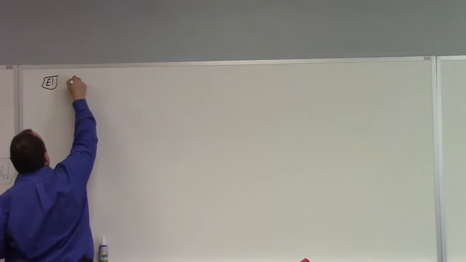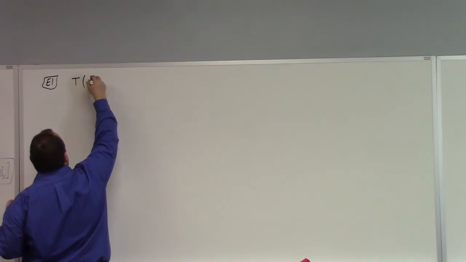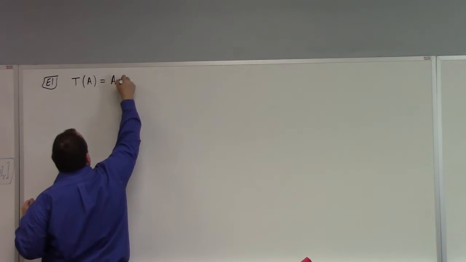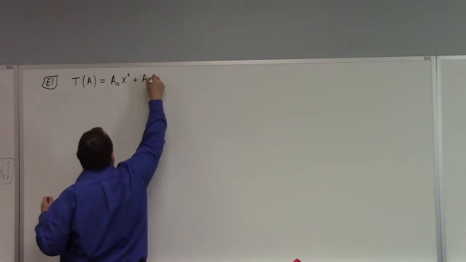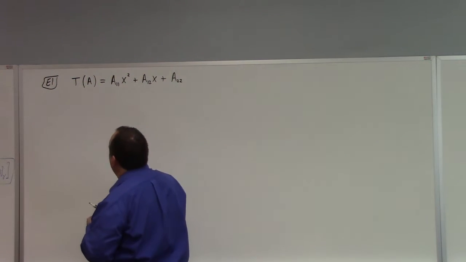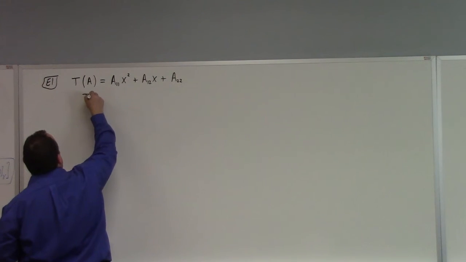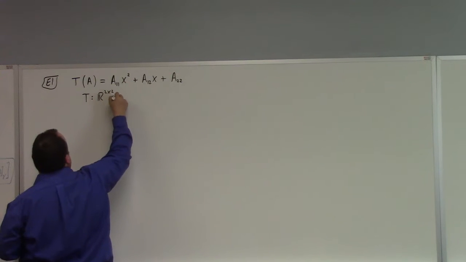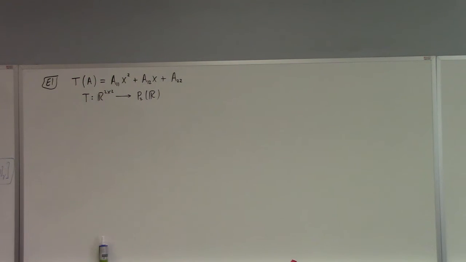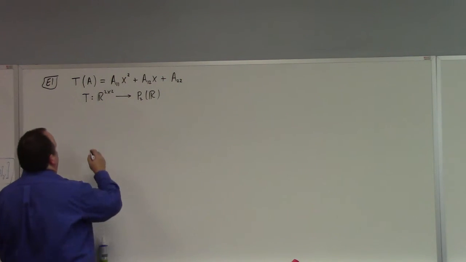So example 1, let's take T of the 2 by 2 matrix A, right? And let's say that's equal to A11 x squared plus A12 x plus A22. Right, so here my linear transformation T is a mapping from, let us say, R 2 by 2 to polynomials of order 2 over the reals, right? Now you might wonder, is that a linear transformation? Well, it is, in fact. And so let me just kind of draw my picture here.